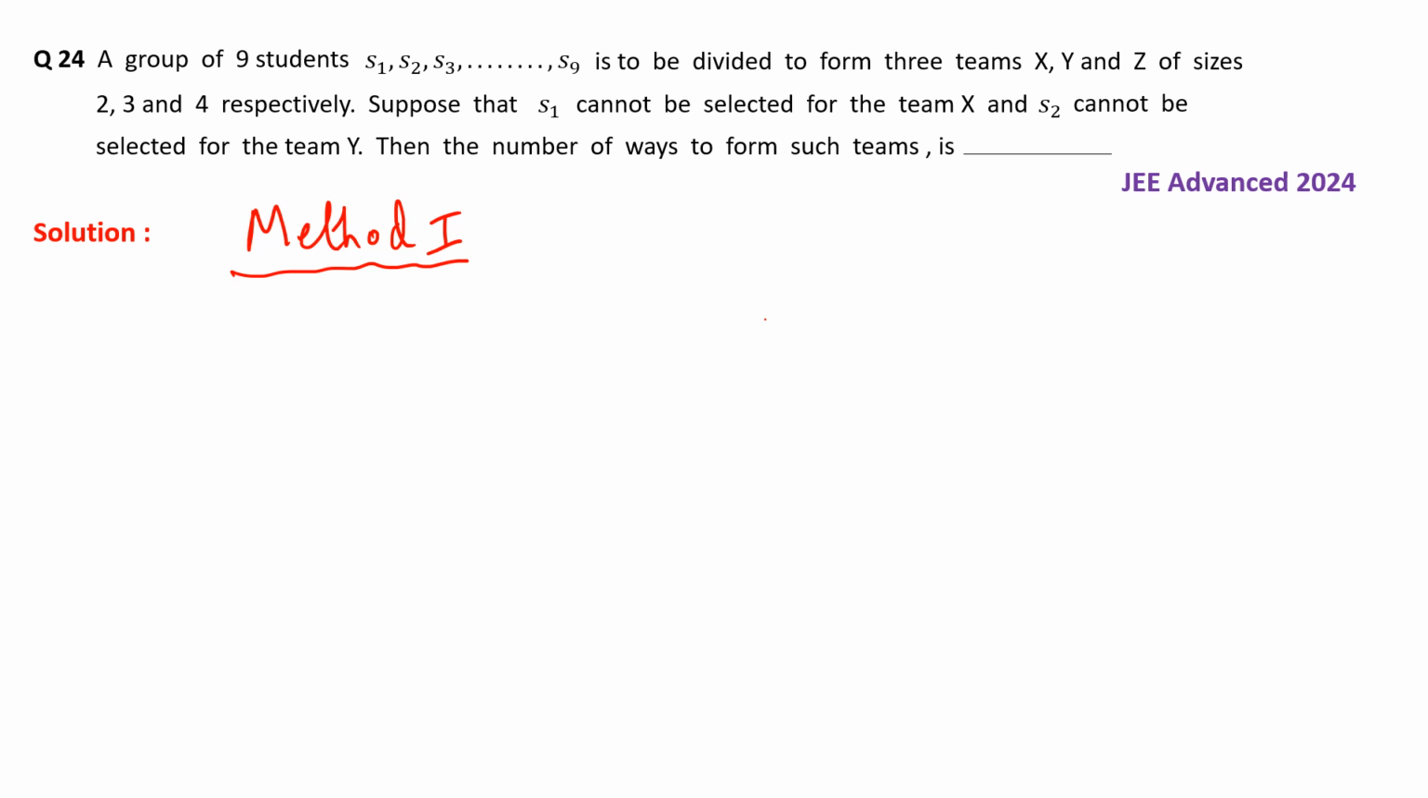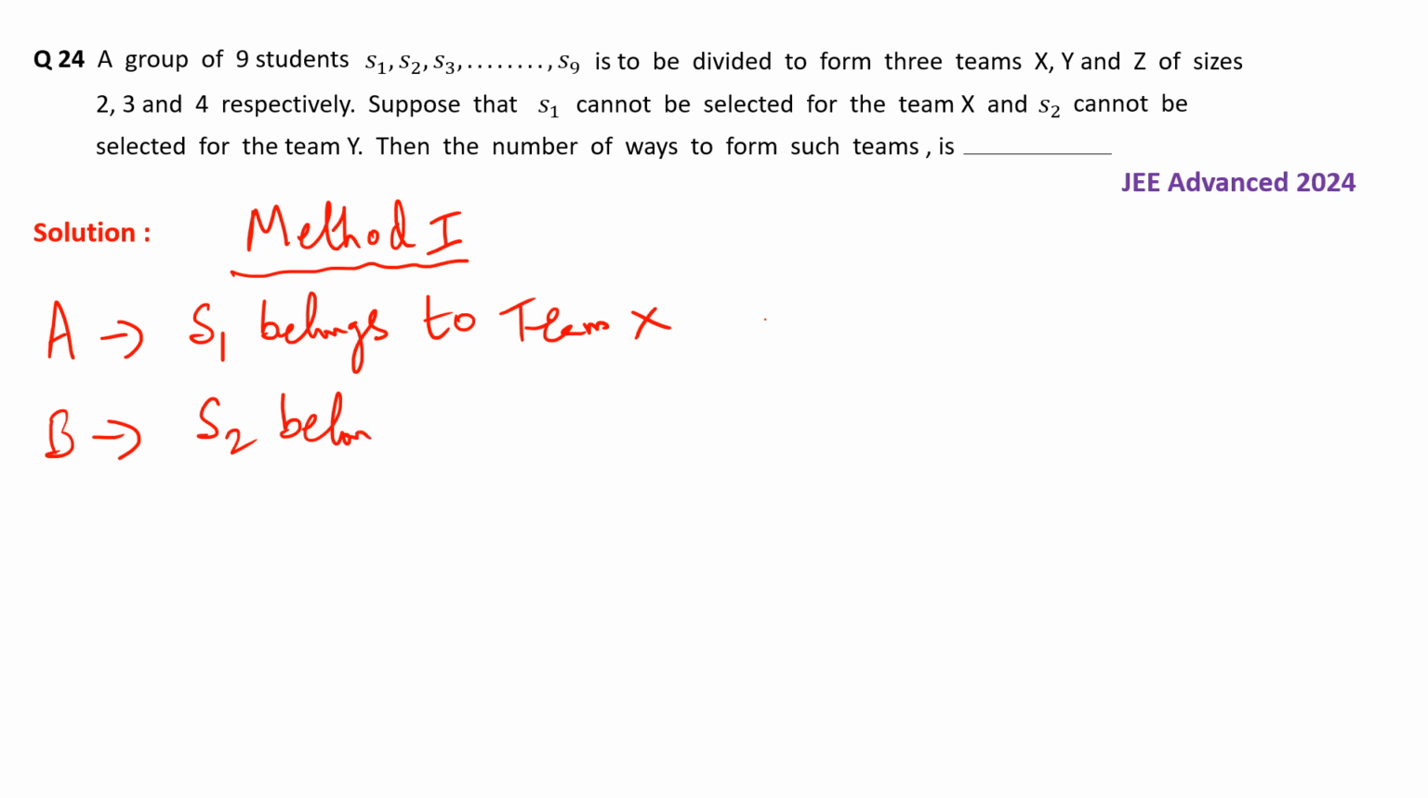Basically, it is the application of set theory. I am defining two sets A and B. The first set A is defined as the set of all possible ways of forming the teams X, Y and Z such that S1 belongs to team X. Right? Now similarly, we define the second set B as the set of all possible ways of forming these teams X, Y and Z such that S2 belongs to team Y.